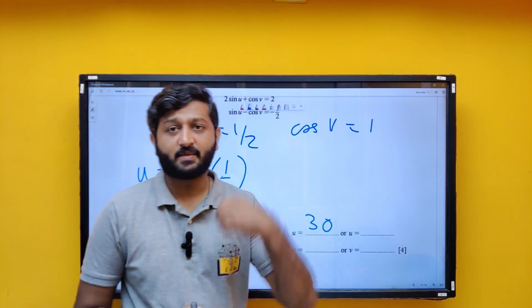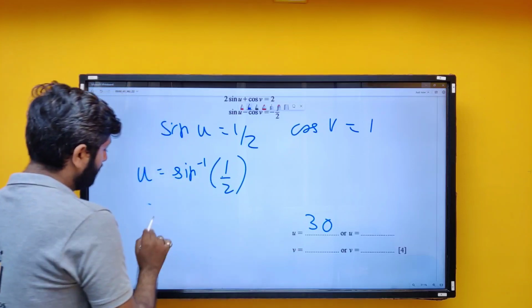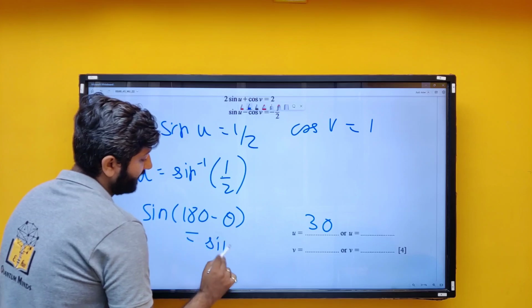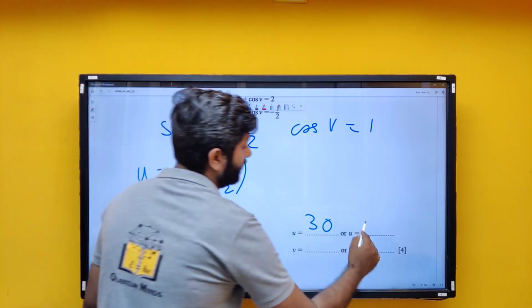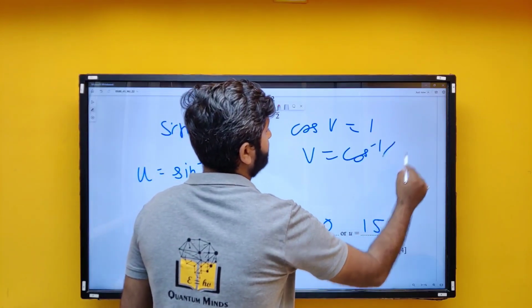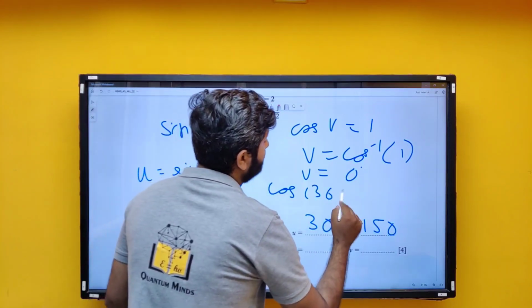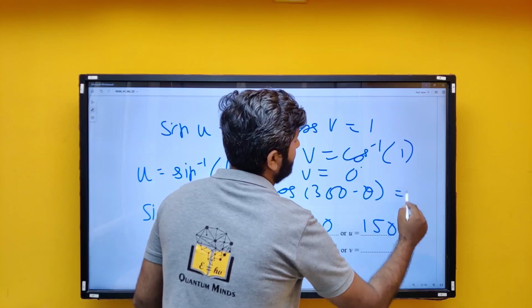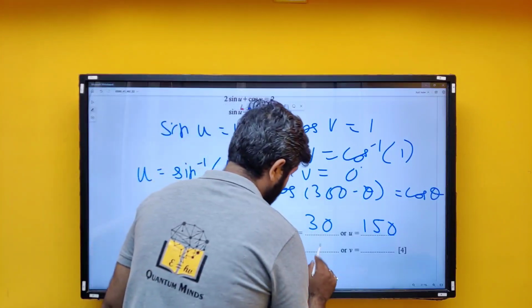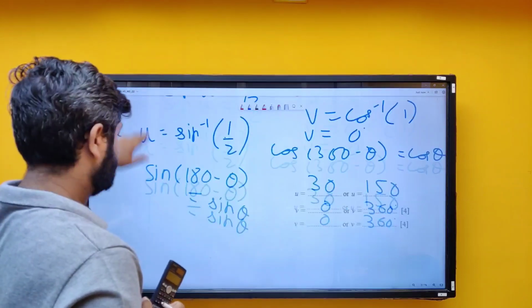So another value is going to be, you know that sin gets repeated after 180 degrees. So 180 minus theta is sin theta. So if one is 30, 180 minus 30, which is 150. Same way, V equals cos inverse of 1. Cos inverse of 1 is 0 degrees. And cos of 360 minus theta is cos theta. So if one is 0, then 360 minus 0, which is 360 degrees, right? Next question.